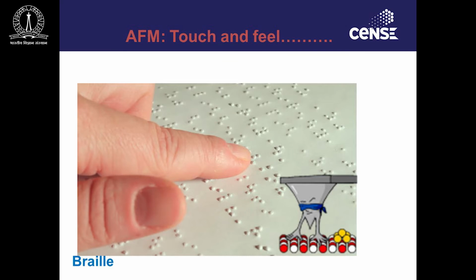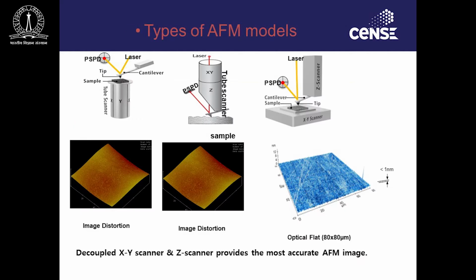But what we need to understand is, it's always a relative motion of the tip with respect to the surface of the sample. And with these tube scanners, they have the issues that I just told you about. That is called image distortion, which can happen when you are doing large area scans. Decoupled XY scanner apparently gives the most accurate AFM images.